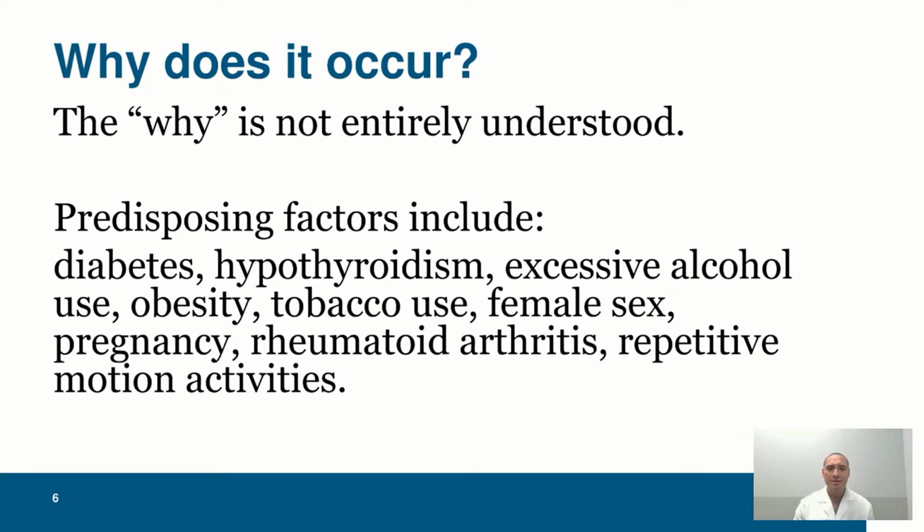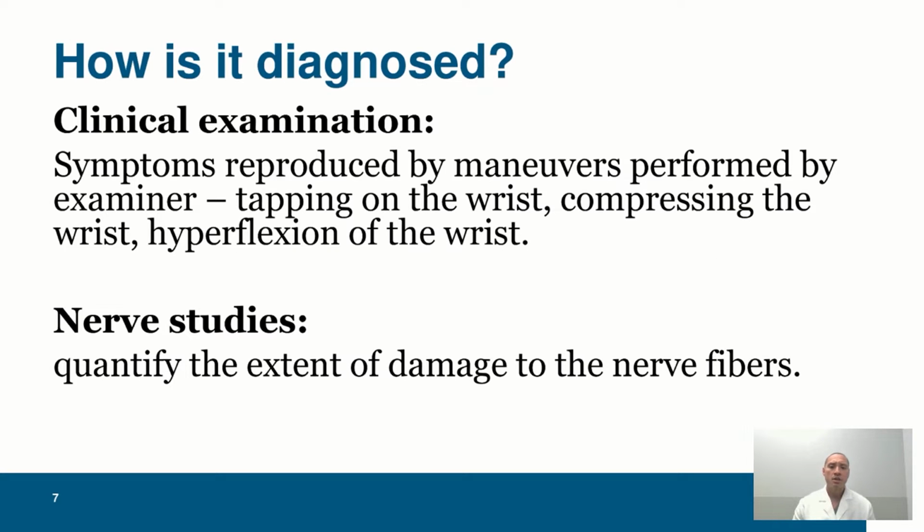So why this occurs is not entirely understood. There are several predisposing factors, including diabetes, hypothyroidism, alcohol use, obesity, tobacco use. Women get this more commonly than men. It is also associated with pregnancy, rheumatoid arthritis, and of course, repetitive motion activities. Next slide, please. And so diagnosis is typically clinical.